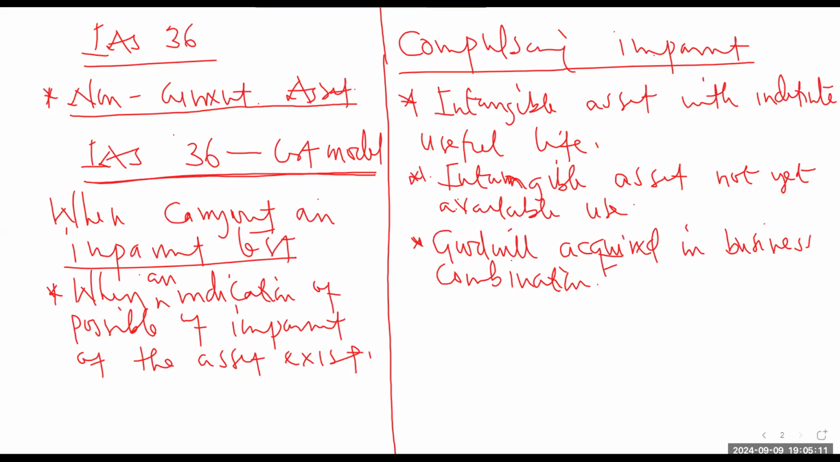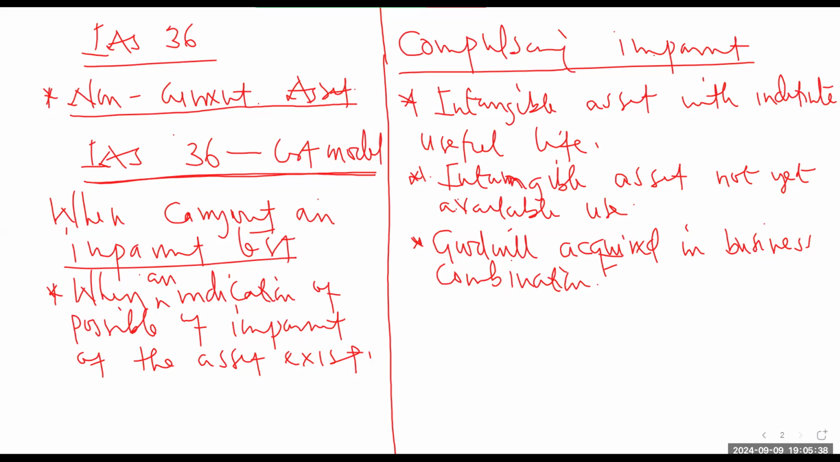So at the end of every year, we check to see whether what we are paying for is still relevant. The location is still relevant, the workers are still there, the relationship is still there. So we do a compulsory impairment test on these three categories of assets: goodwill acquired in business combination, intangible asset not yet available for use, and intangible asset with indefinite useful life. They can ask you this as a theory question.